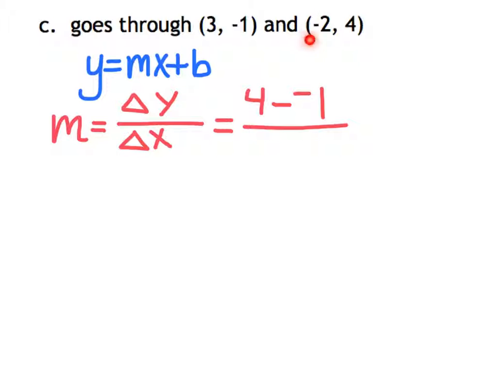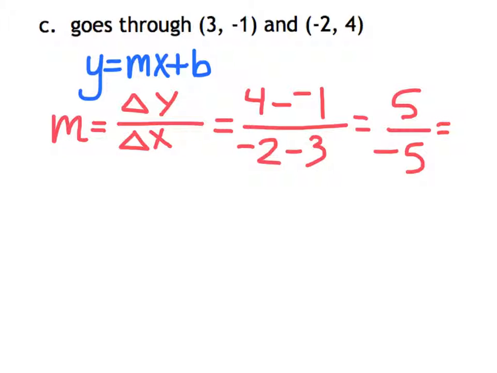So we're going to take the x value from the second coordinate pair and from it subtract the x value from the first coordinate pair. So -2 minus 3. And then we just have to do the calculation. 4 minus -1 is 5, and -2 minus 3 is -5. And then by dividing 5 by -5, we get a slope of -1.